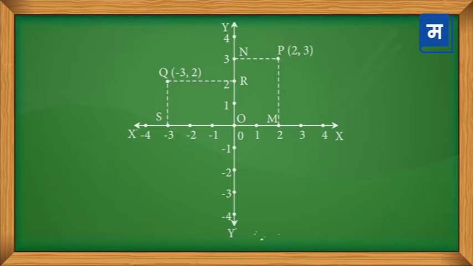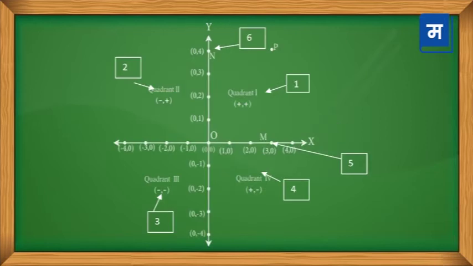Now draw QS perpendicular to x-axis and QR perpendicular to the y-axis. You will see that Q has x coordinate -3 and y coordinate as 2. Thus Q has coordinates (-3, 2). Now in this figure we will see some symbols written below the quadrant numbers. These are the signs of x coordinate and y coordinate respectively of the points present in that quadrant.